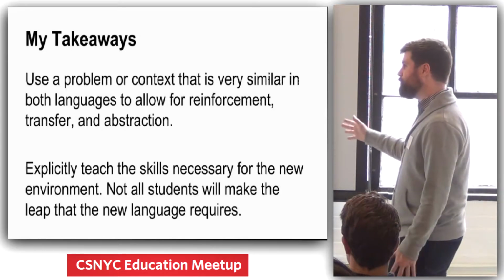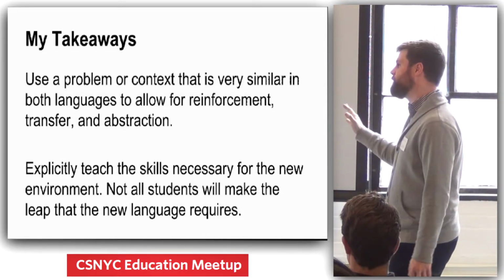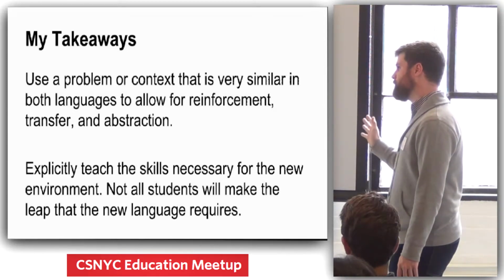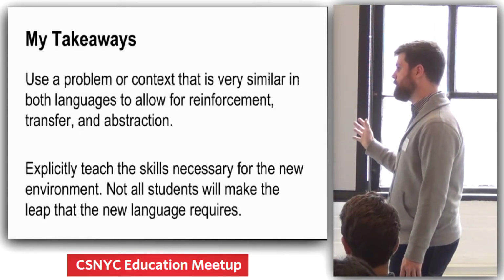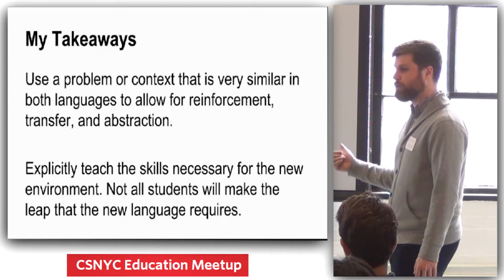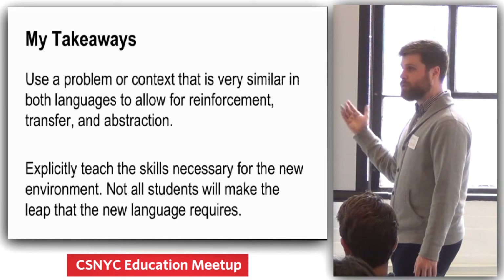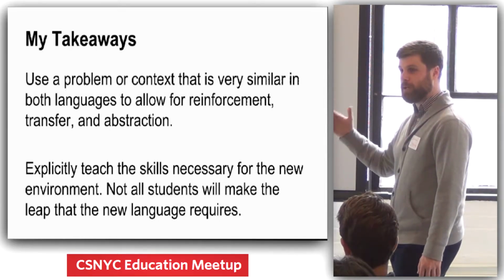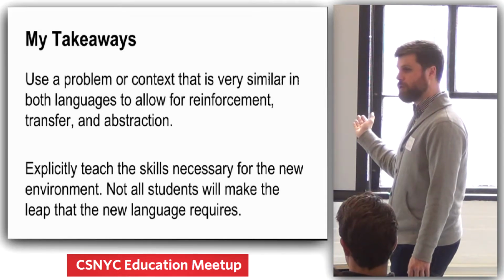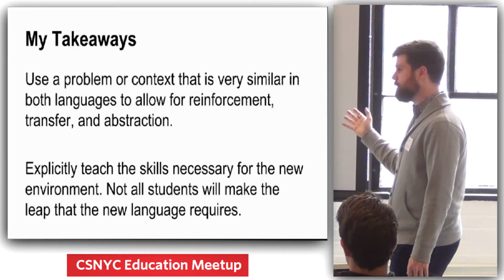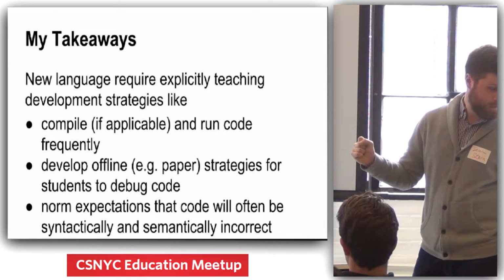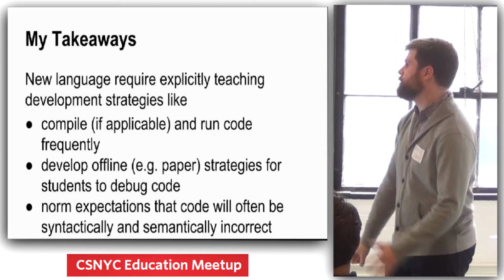Try to explicitly teach the skills necessary for the new environment. We spent a lot of time brainstorming what we actually need to teach kids and what they come in with. Not all students will make the leap that the new language requires. So in Python, it's how do you read error messages. In Scratch, you can make all these drawings with absolute directions. You need to teach relative directions so that it's a fair ask of the kids in an assignment. And then the last big one, a new language requires explicitly teaching development strategies.